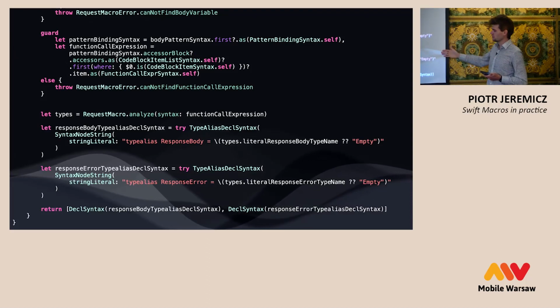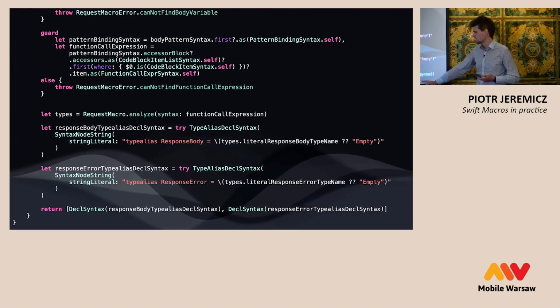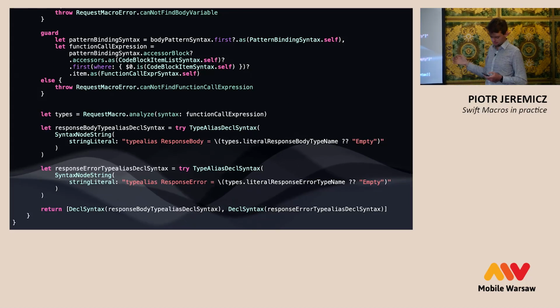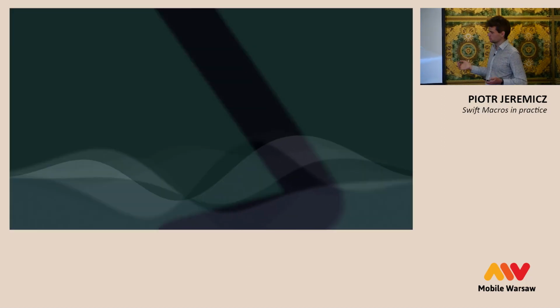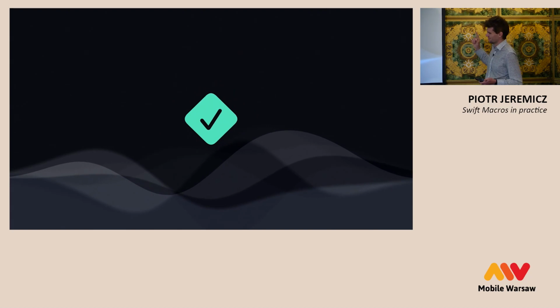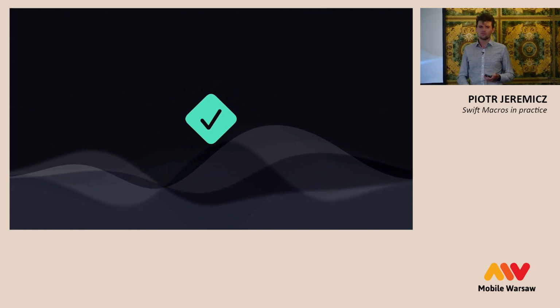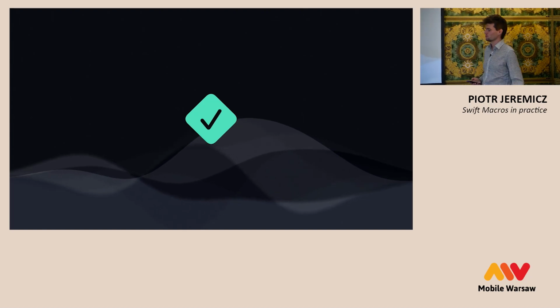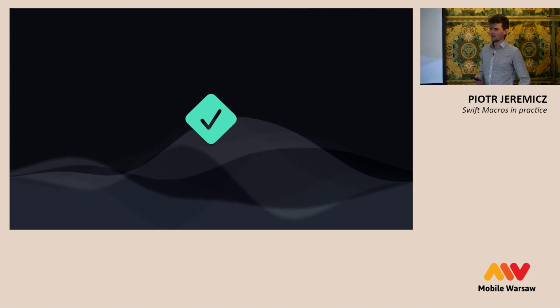And this last implementation is going here to return the declaration syntax for those two type aliases. Yeah, so we are here after 26 minutes of the talk, and hopefully your test will pass. Everybody loves this icon, especially when we have continuous integration and we do not see it.